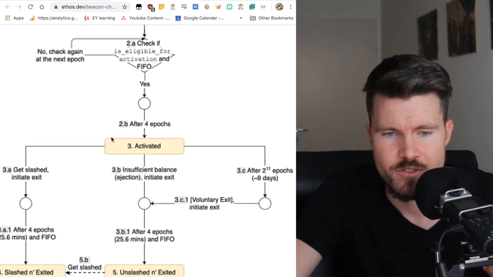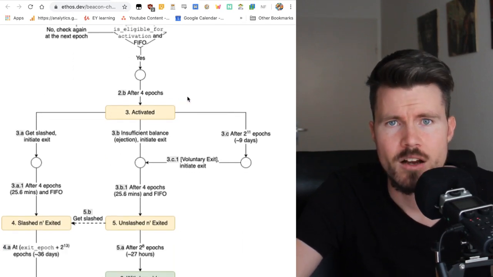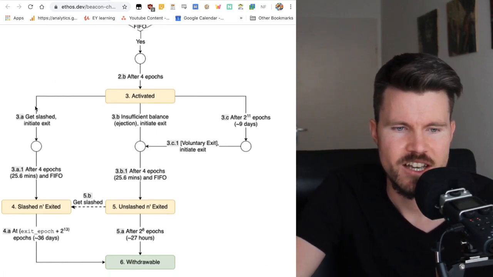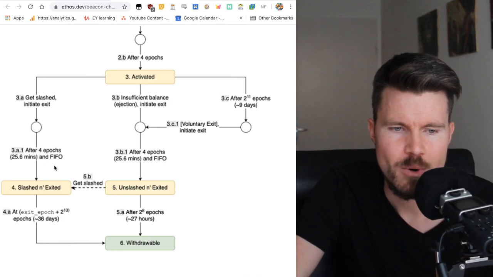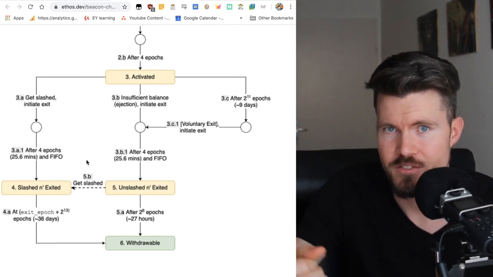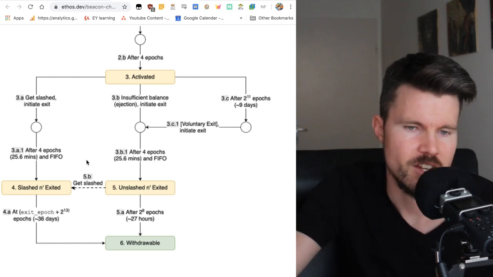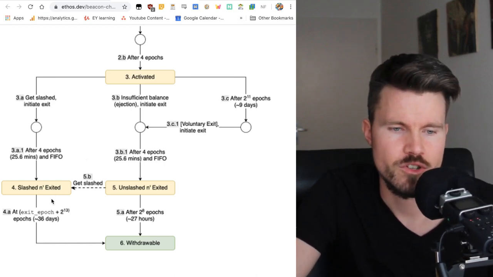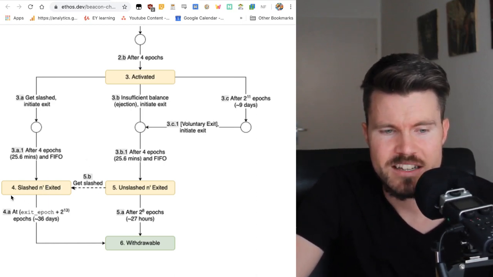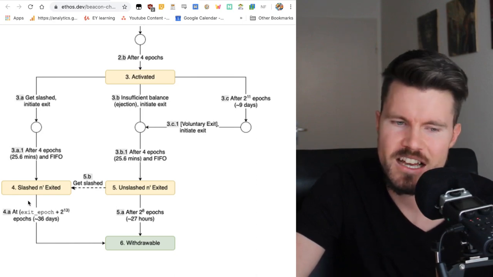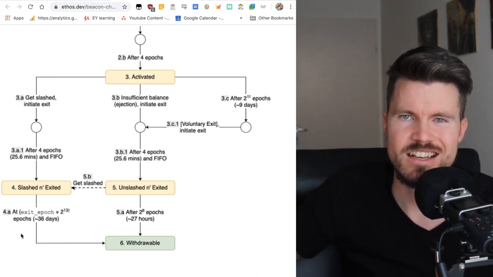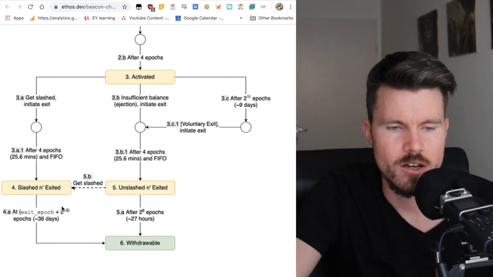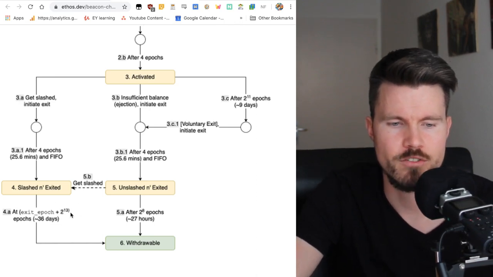However, there are different scenarios that can happen. On maybe a bad day, you might get slashed and that initiates exit. And after four epochs, after 25.6 minutes, and first in, first out, so if there's another validator that is getting slashed and is before you, he will proceed before you. So you're slashed and exited. And here is a really bad aspect: if you get slashed, you will be allowed to exit in the future, and that is 36 days in the future, or exit epoch plus 2 to the power of 13.